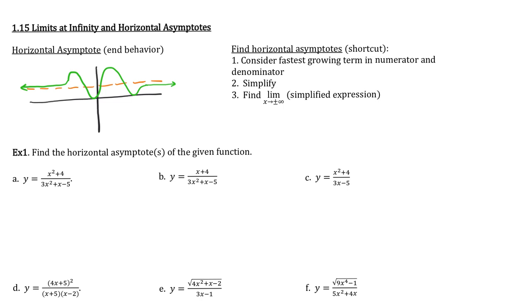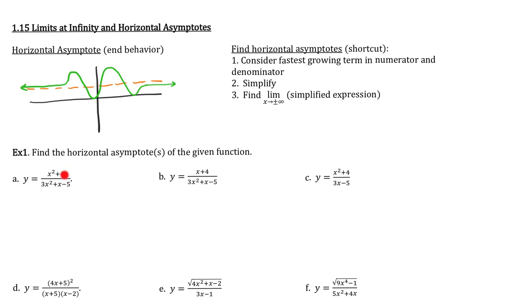Okay, to find horizontal asymptotes, there's a shortcut that some of you learned in pre-calculus. You consider the fastest growing term in the numerator and denominator, because you're plugging in x approaching positive and negative infinity. You're going to simplify those initial terms, and then you're going to find the limit as x approaches positive and negative infinity. And that's going to give you the end behavior. Okay, let's look at the first one.